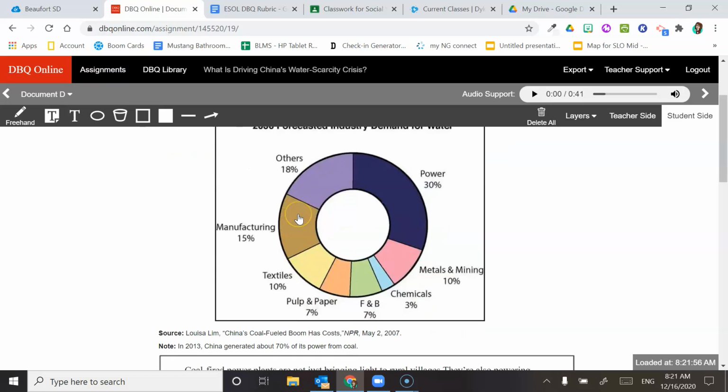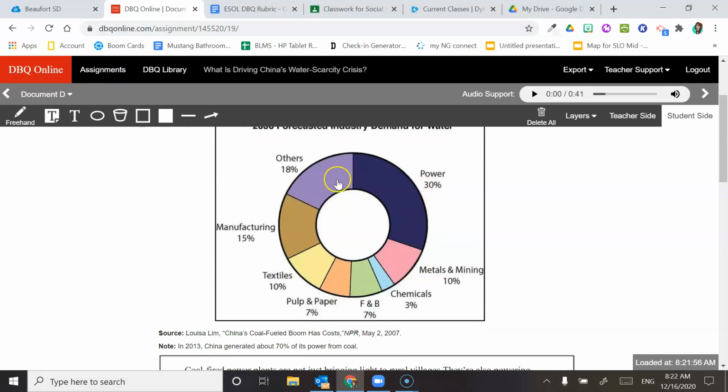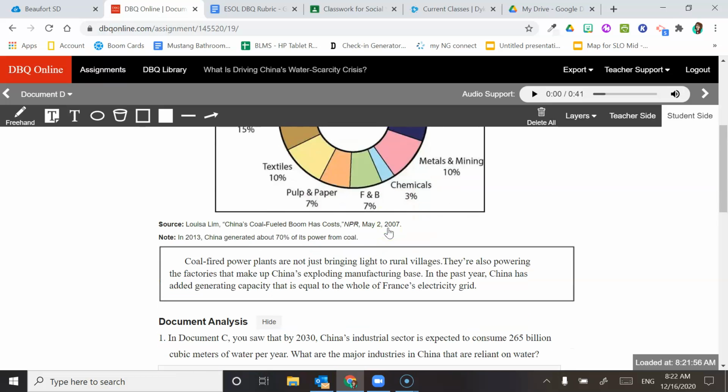Document D is a donut chart: 2030 forecasted industry demand for water. So we see a whole bunch of industries, and how much of the donut each one covers. Notice power is the largest. Power means electricity. And then there's a reading.